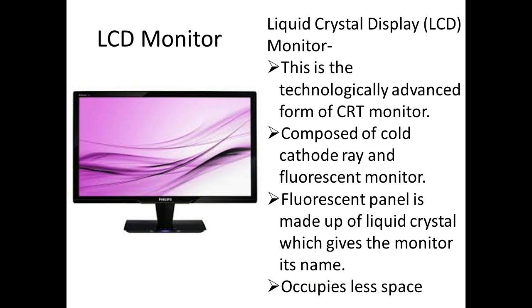Okay, you all are familiar with this LCD monitor. It's composed of cold cathode ray and fluorescent panel. And the fluorescent panel is made up of what? Liquid crystal, which gives the monitor its name. What's the name of this monitor? Liquid crystal display monitor. This comes from the fluorescent panel because it is made up of liquid crystal. Okay, and it occupies less space. CRT monitor occupies large space, but this LCD monitor occupies less space. I think you all understood about this one. Okay.